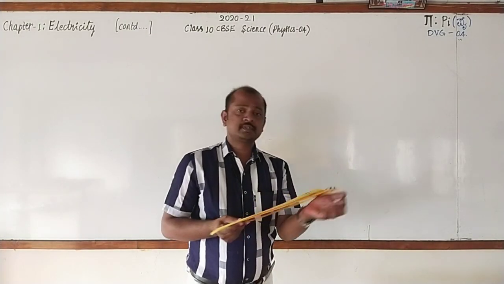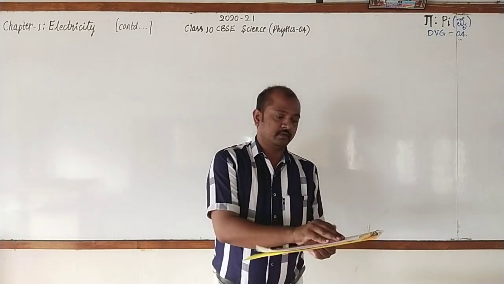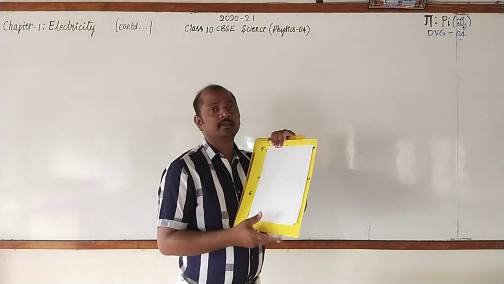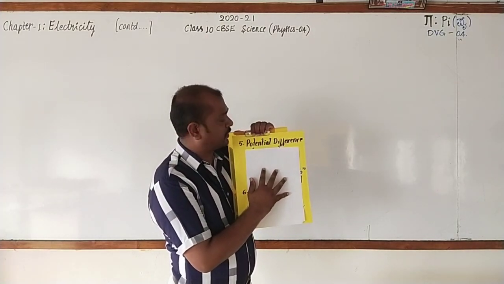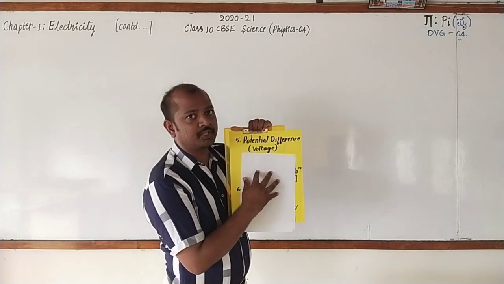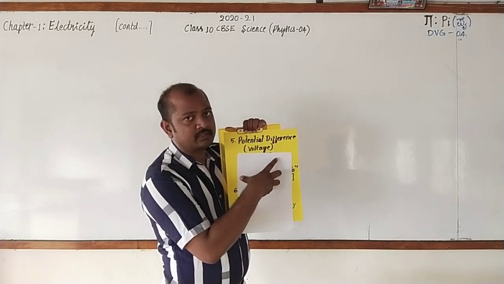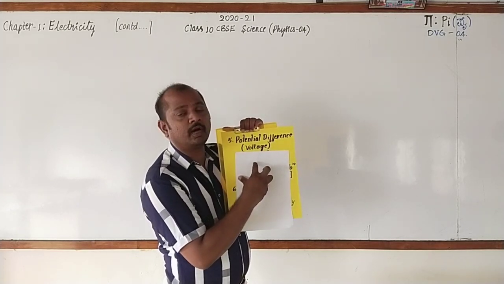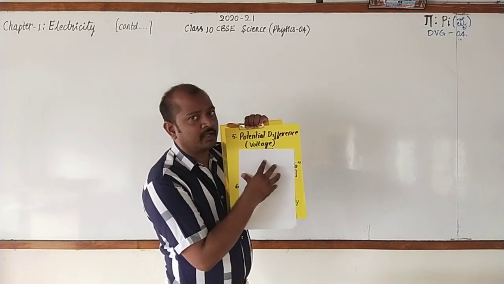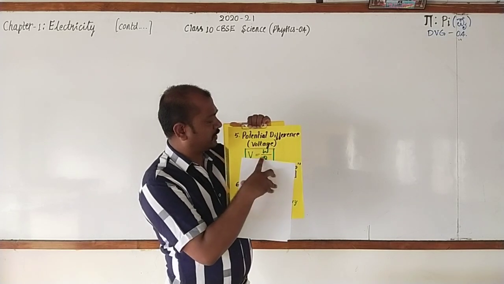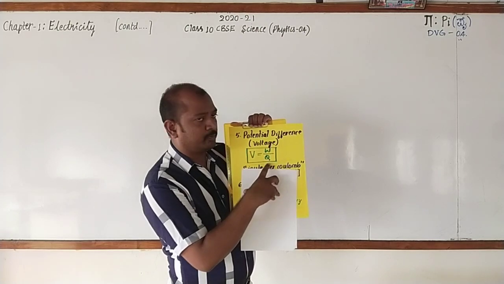And one more physical quantity, the fifth one, almost equivalent to electric potential. What is that? It is potential difference. What is the other name? The most familiar one, voltage. Recall the definition. The work done in moving a charged particle, that is unit positive charge, from one point to another point in an electric field, right? Then what about the formula? The same formula will be used, that is V equal to W by Q. Its SI unit is volt and the other unit is joule per coulomb.